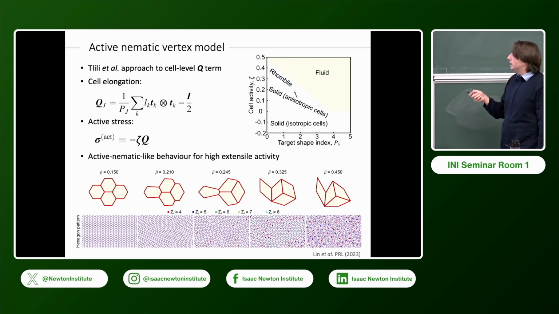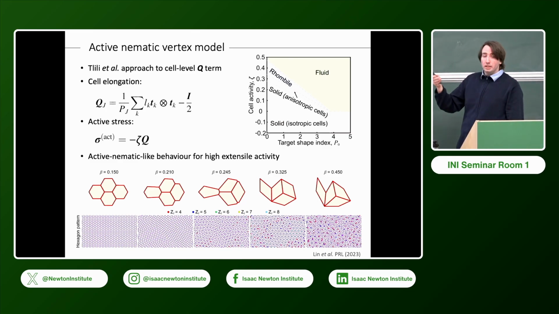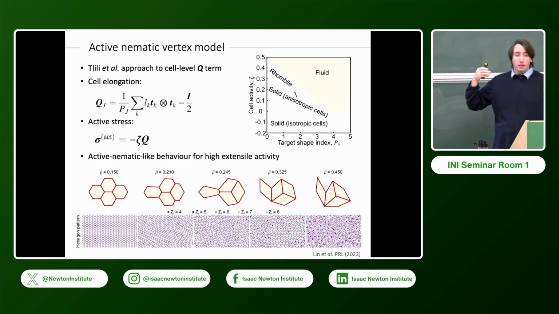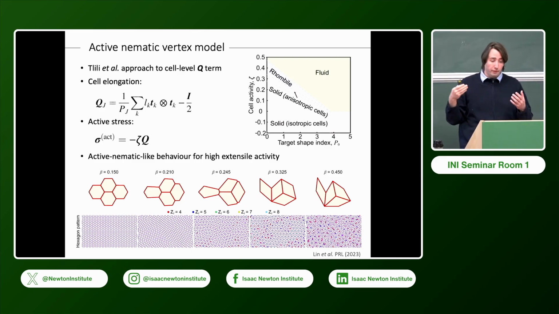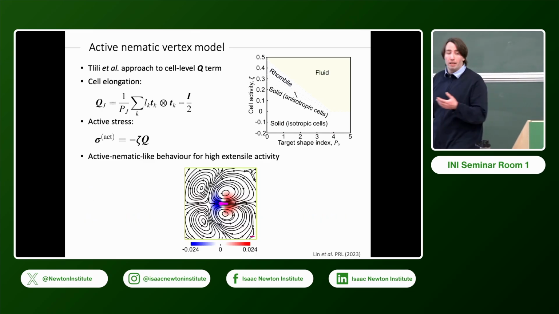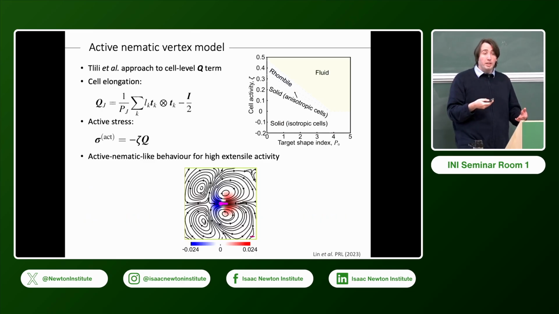And what they found was that as you increase the activity, as this model is extensile, for sufficiently high extensile activity, it's going to become something like an active fluid. It's essentially exhibiting active turbulence, and if you look at the defect dynamics, it looks more or less correct in terms of how comet defects move.